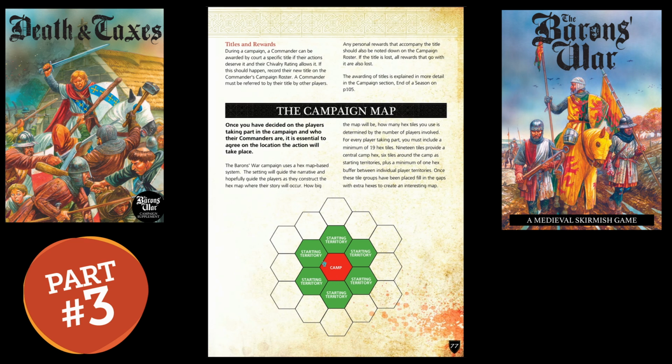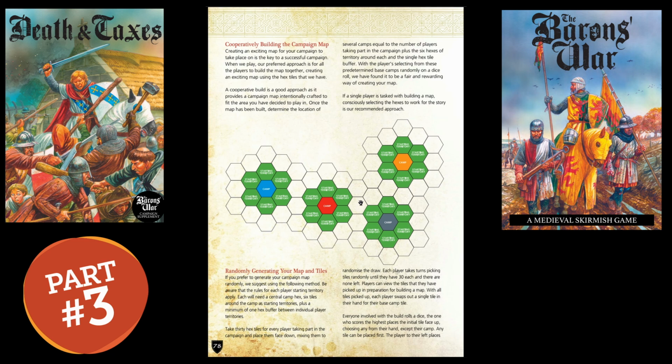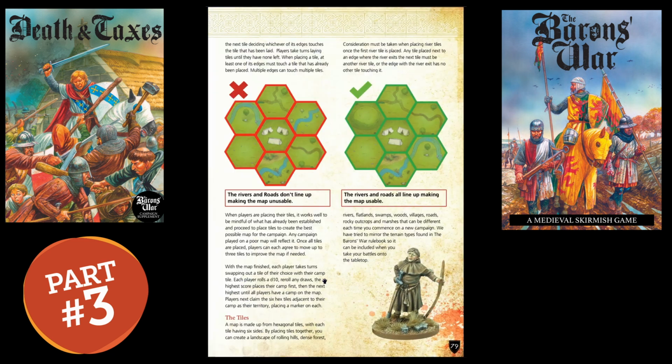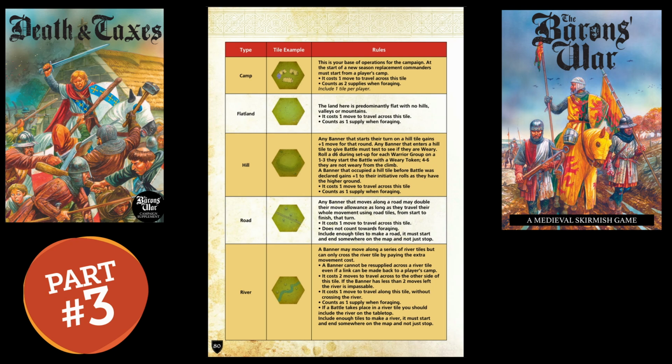So here's the campaign map, and this is your camp, and this is the starting territory. It explains to you how the campaign map works. It's with hexes, and how you generate maps randomly if you want. And here it shows you, obviously, the roads have to have a continuation and do not have to break. We go here, it talks to you about the rules regarding hexes. So for example, if your tile is a camp, this is your base of operations for the campaign. At the start of the new season, replacement commanders must start from this player's camp. It costs 1 move to travel across this tile, and counts as 2 supplies when foraging.